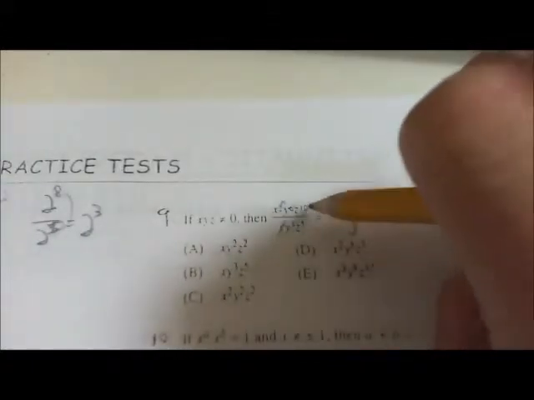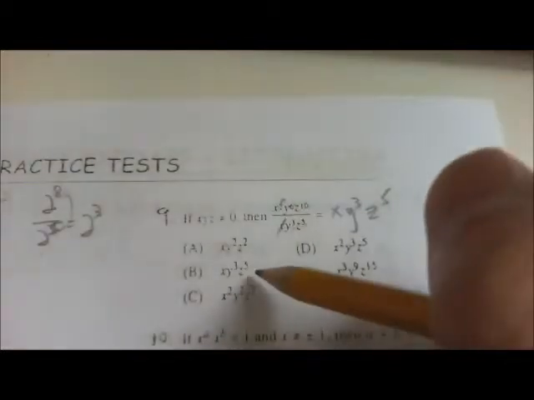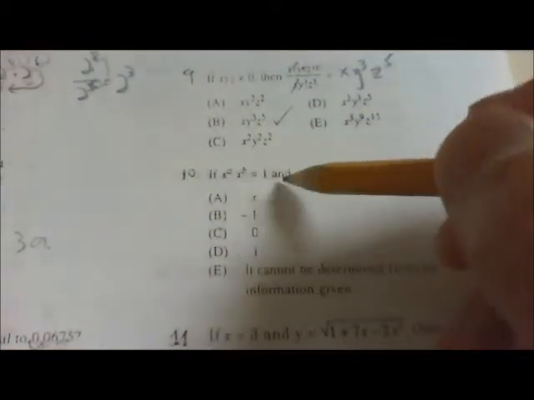Number 9. x squared over x, 2 and 1, you cancel, you have 1 left. y to the 6 over y cubed, 6 minus 3 is y cubed. z to the 10 over z to the 5, 10 minus 5 is 5. So it's 135. The answer is B. Number 10. x to the a times x to the b equal to 1. So x to the a times x to the b is x to the a plus b. 1 is actually equal to x to the 0. So a plus b equal to 0. C.